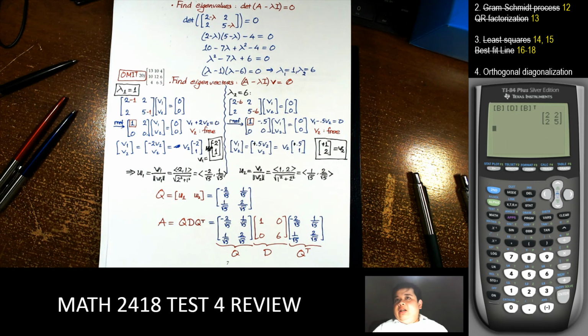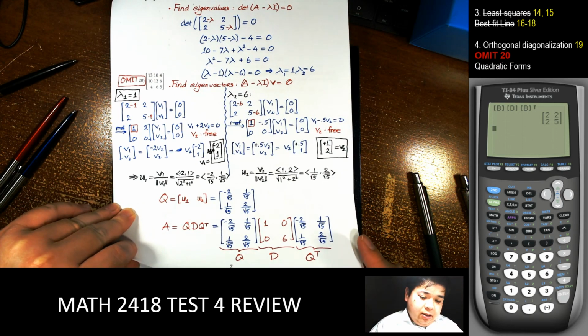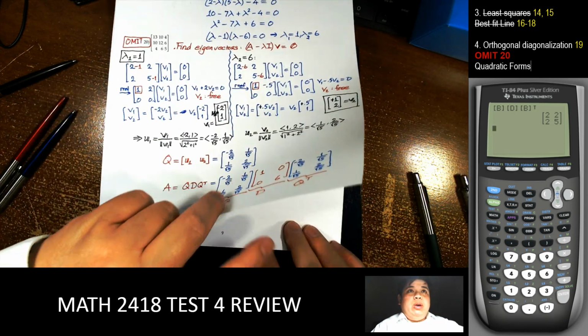Right, let me update the list so that again we omit number 20. So we only do 19. Let's put that in the note. Omit number 20. And put that in red. As you see, only 2 by 2, and that takes the whole page. So that's why we omit number 20.